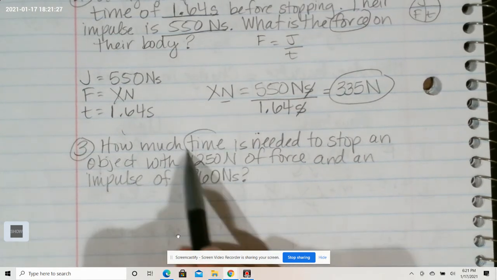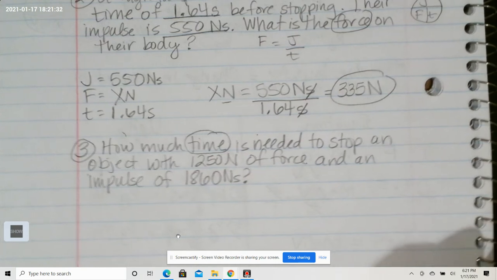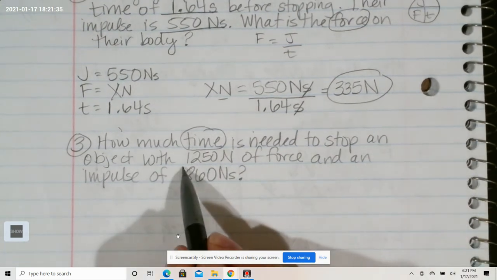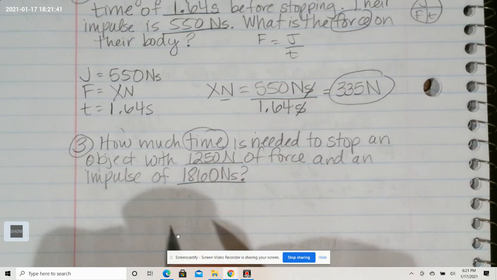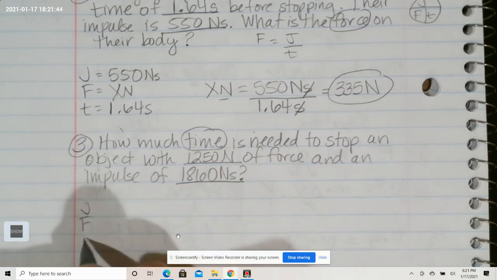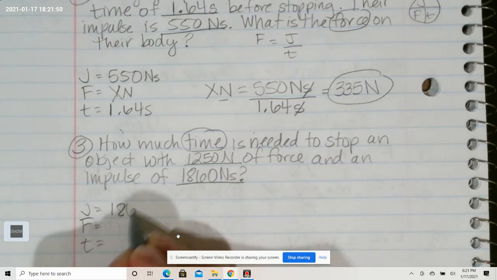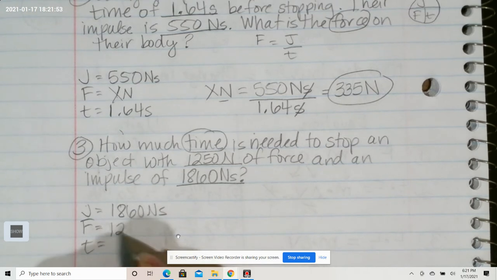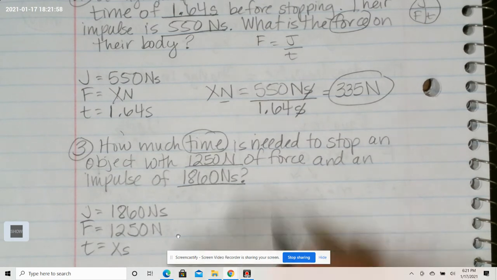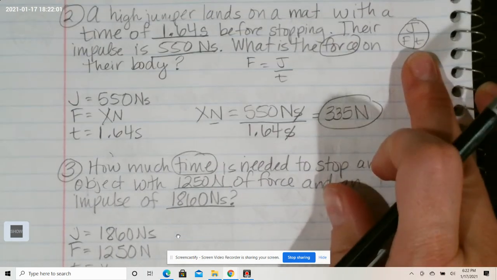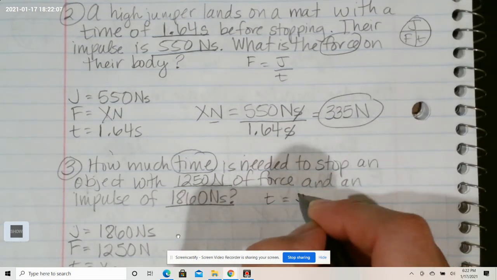Okay, so this time we're looking for time. How much time is needed to stop an object? This object's in motion, remember? Because impulse and change in momentum are technically the same thing, so it has to be moving, with 1,250 newtons of force and 1,860 newton seconds of impulse. So J, F, and T, let's write down our variables and then we'll get our equation. J is 1,860 newton seconds. Force is 1,250 newtons. Time is X seconds. So we're going to be looking for time. Let's go back up to our little circle up here. Cover up T. You get J divided by F. So our equation is T equals impulse divided by force.